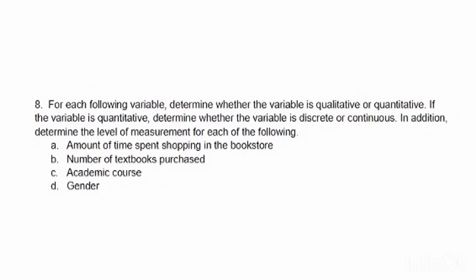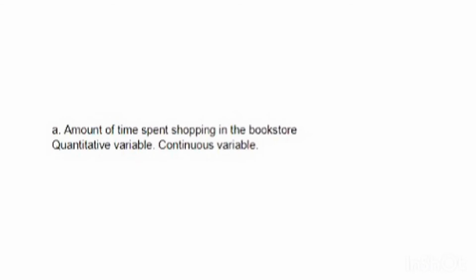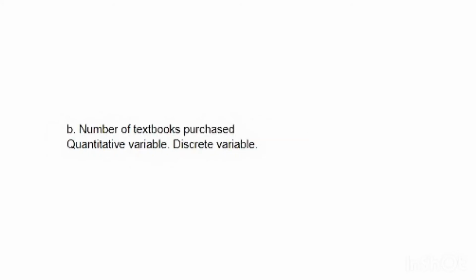Gender. For A, the amount of time spent shopping in the bookstore is a quantitative variable as the values result from counting or measuring something, and it is a continuous variable as the value is obtained by measuring. So for B, the number of textbooks purchased is also a quantitative variable, and it is a discrete variable as the value is obtained by counting.